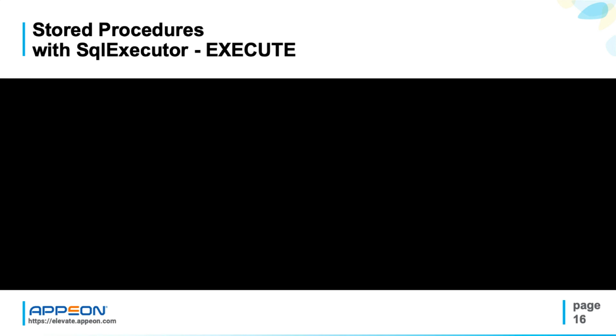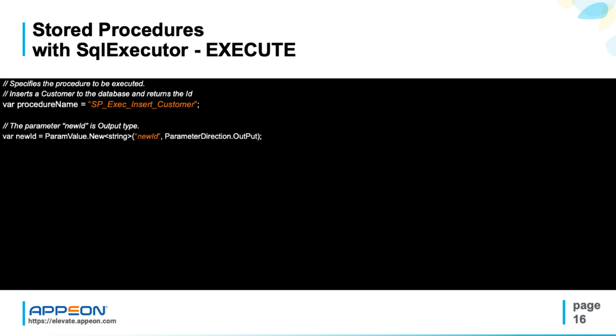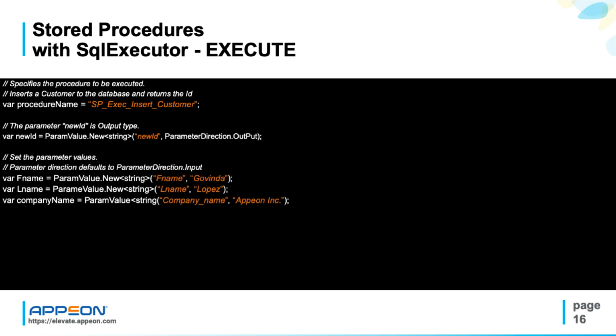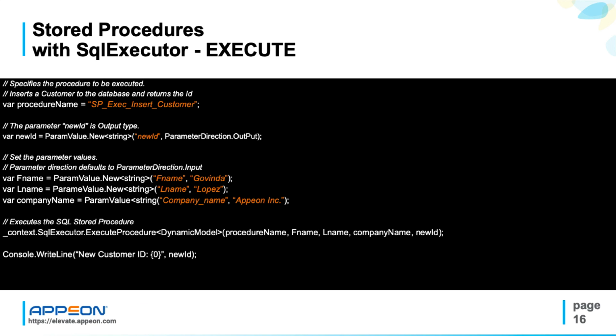Let's now see how to execute an SP. We specify the name of the stored procedure. Then we set the new ID as an output type. We now set the parameter values. Notice these are input. We execute the stored procedure and obtain the ID from it.